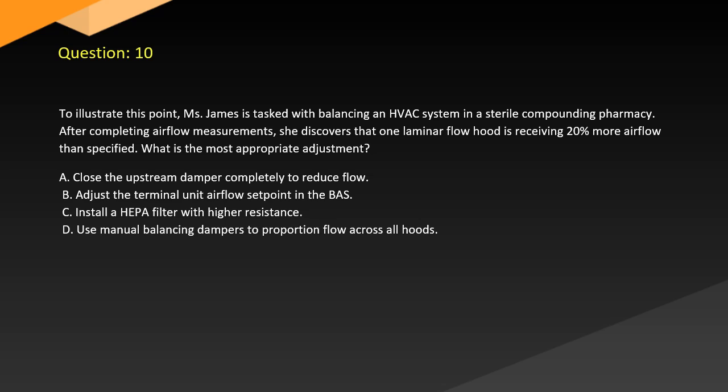A. Close the upstream damper completely to reduce flow. B. Adjust the terminal unit airflow set point in the BAS. C. Install a HEPA filter with higher resistance. D. Use manual balancing dampers to proportion flow across all hoods.